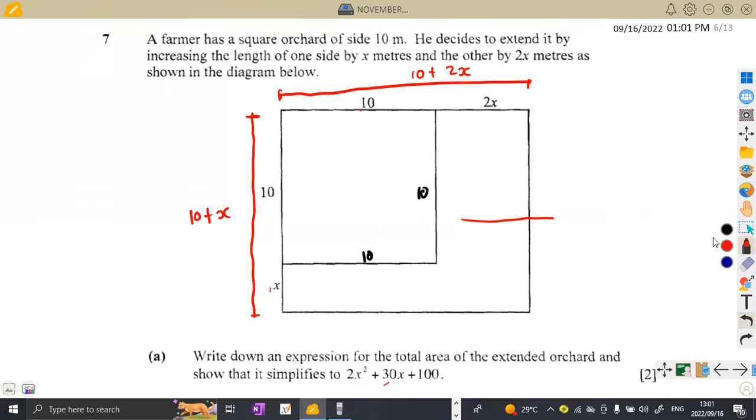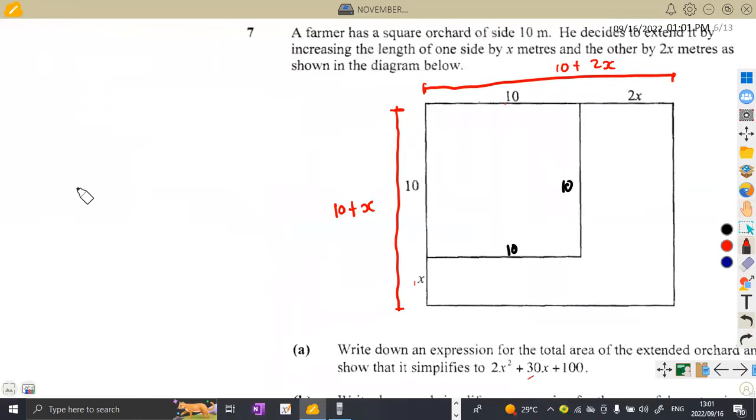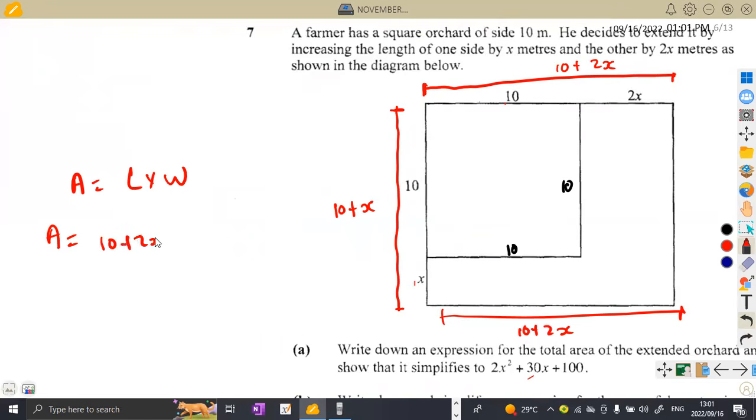So the area of a rectangle is equivalent to length times width. Which means our area is going to be the length, which is 10 plus 2x, which is the same as also this side, multiplied by the width. The width is 10 plus x. So this is what you're going to have.